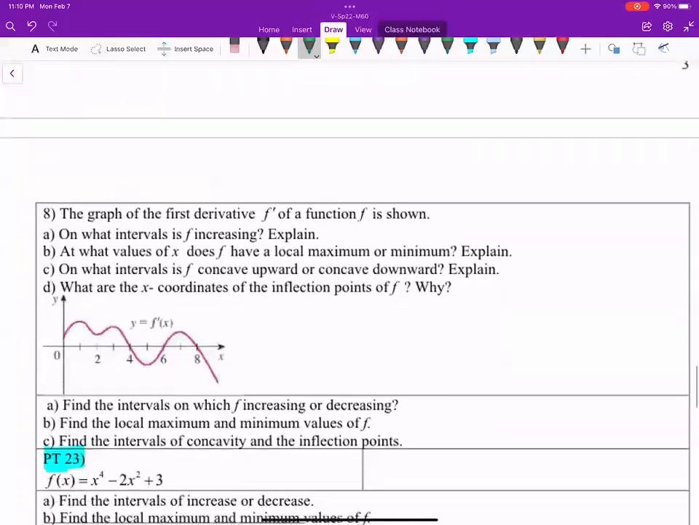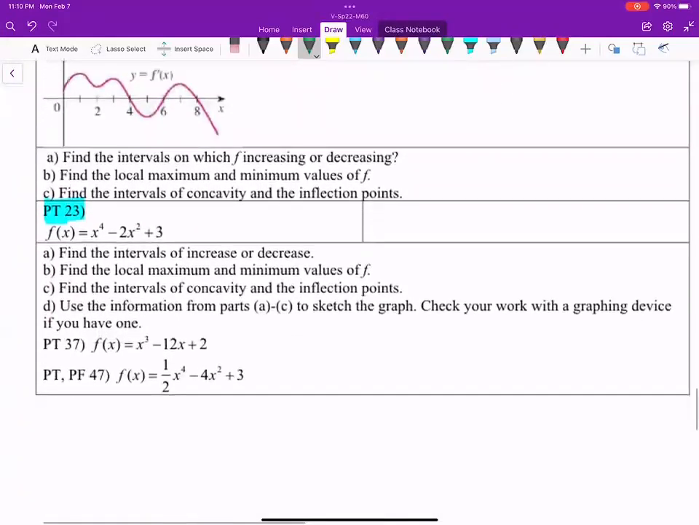Right. Please check those problems. Let's try one of these, either 37 or 47. Maybe we can try number 47.